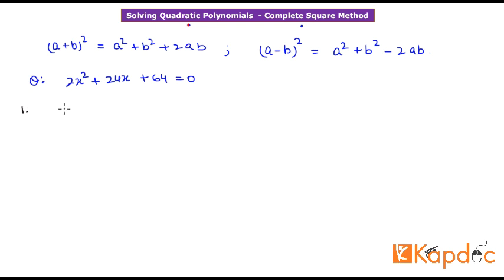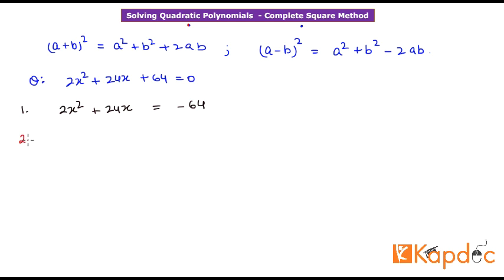The very first step is, let's rewrite our polynomial in a way that we are separating our terms so that all the terms containing the variable are on one side, the left hand side, and all the terms containing the constant values only are on the right hand side. This is our step number one.